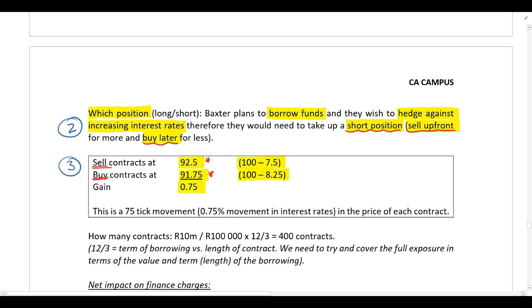Now, please note the gain of 0.75 is referred to as a 75 tick movement. And I'm going to show you now where that comes in our calculation. But first, before we can perform that calculation, we need to determine the number of contracts that are needed. So please note this is a 10 million rand loan.